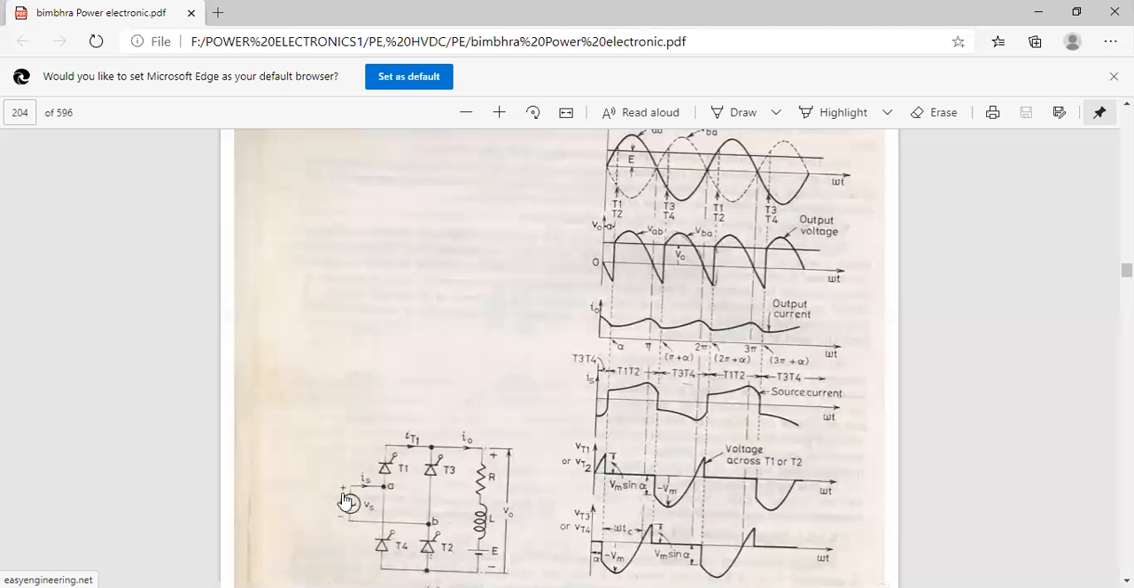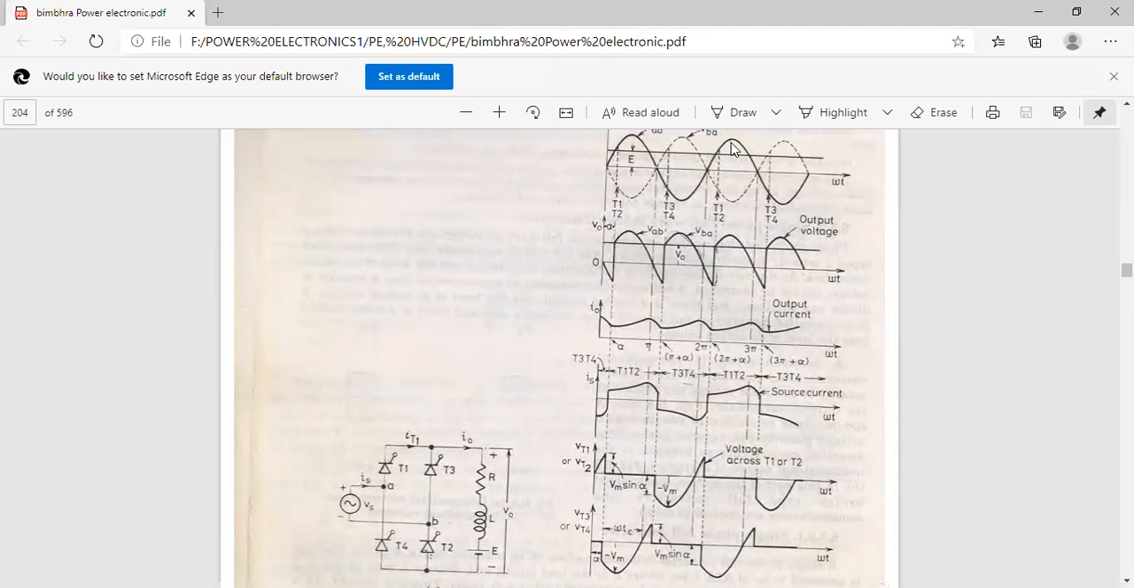When do T3 T4 turn on? When this polarity changes, in the negative cycle. During the negative cycle here, now current flows. This is negative, this is positive. Current direction is reversed in the source. But in the load, current direction is not changed. See, that's why the negative cycle is also converted to a positive cycle.